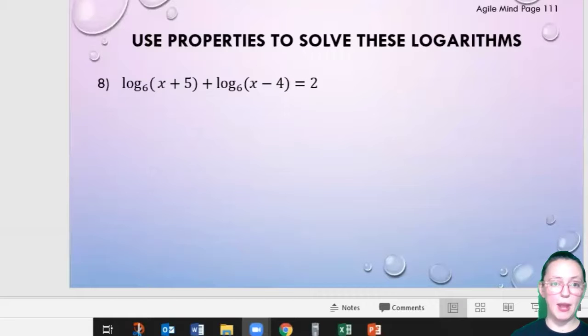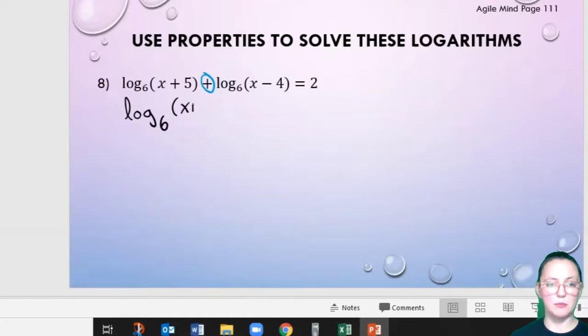Okay, let's look at number 8 in your Agile Mind book on page 111. So we have here another logarithm that we need to condense before we can switch it to exponential form. So we have addition here that's going to become multiplication. So when we do that and multiply those two arguments together, we're going to wind up with log base 6 of x plus 5, that first argument, times that second argument, x minus 4. And that still equals 2.